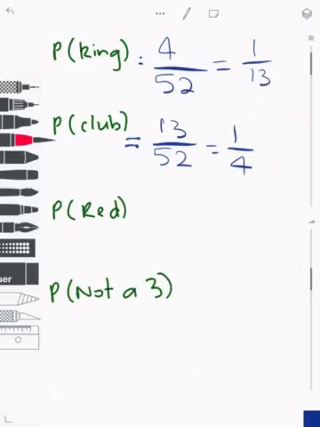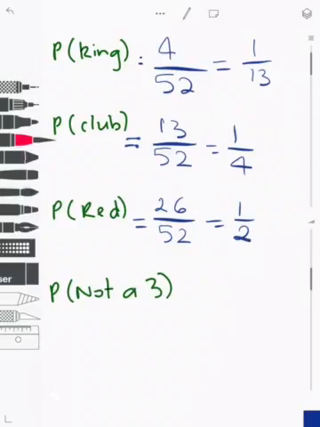Next question says, what is the probability of getting a red card? Now, we know that diamonds and hearts are both red cards. So there's 13 diamonds and there's 13 hearts. Again, first start by writing your sample space. 13 plus 13 is 26. So there are 26 red cards. Simplifying this fraction, we get a half, or 1 over 2.